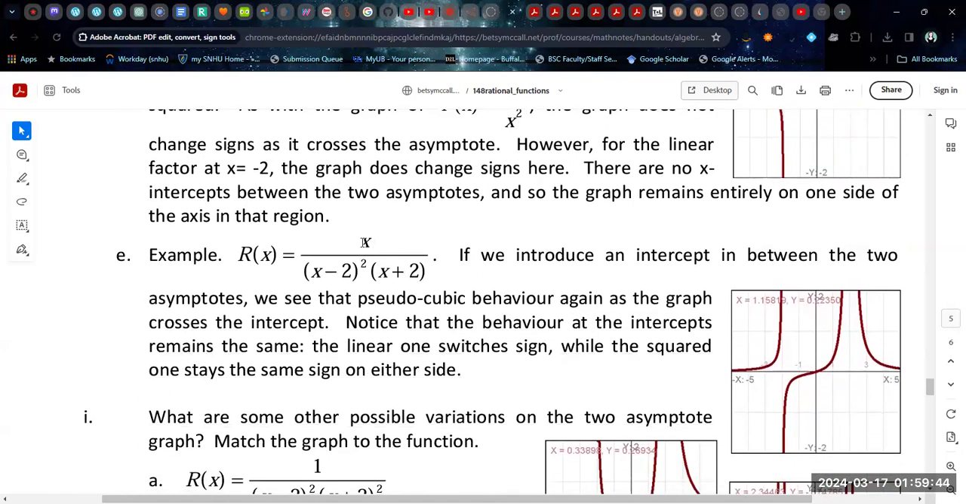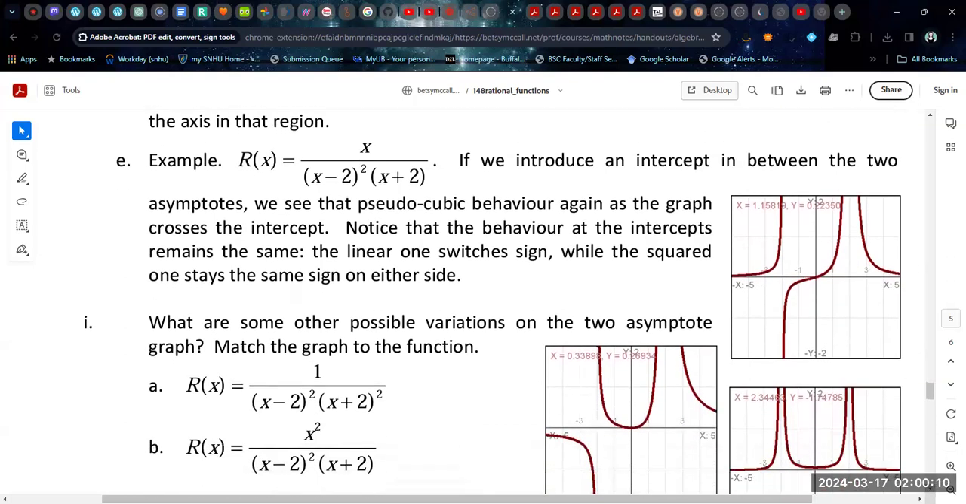If we change the x out into the numerator instead of a constant, then again, we're going to go through the origin. And so we're going to go up, we're going to flip over, go through the origin. But then when we come back down, we're going to stay on the positive side of the graph because that x minus 2 squared factor is repeated. And so there's no sign change as you go through that 0.